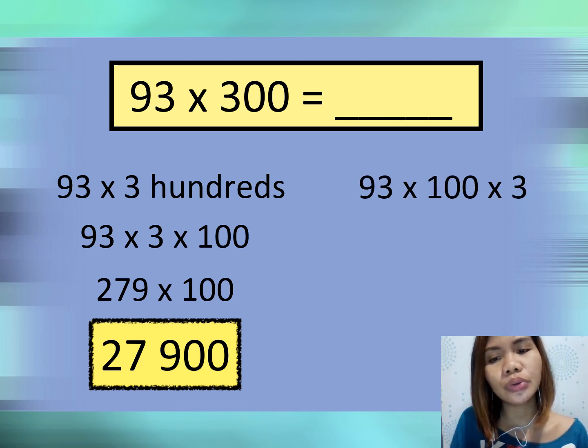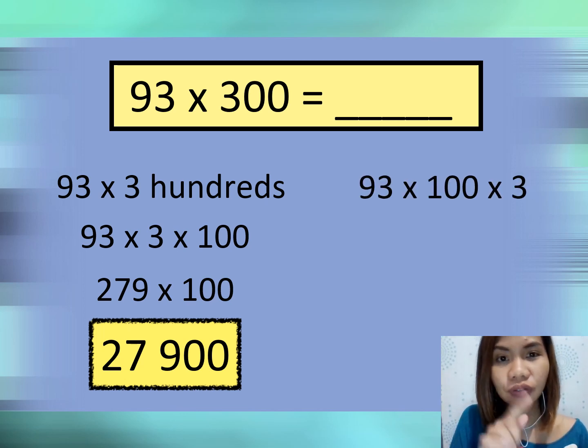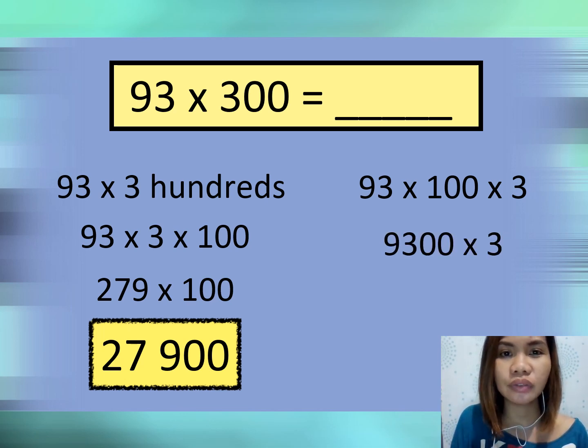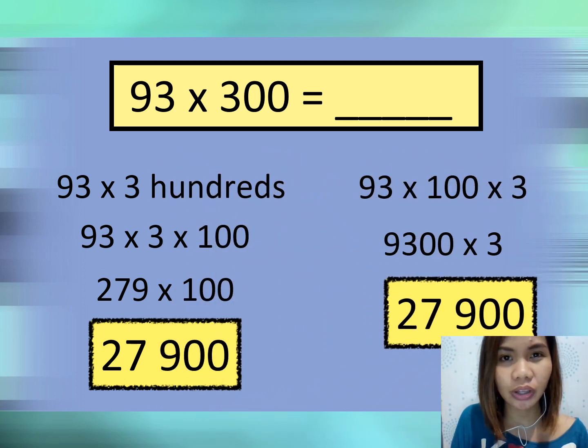Or you can also have 100 first times 3. And so we have 300 times 93. Still, you will get the same answer. Okay, so next, another one.